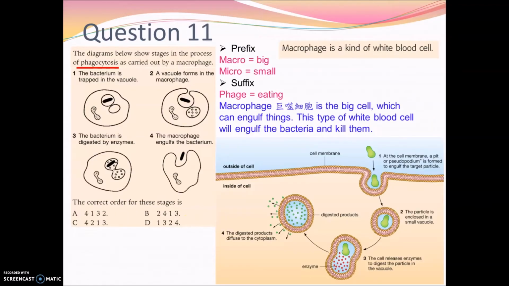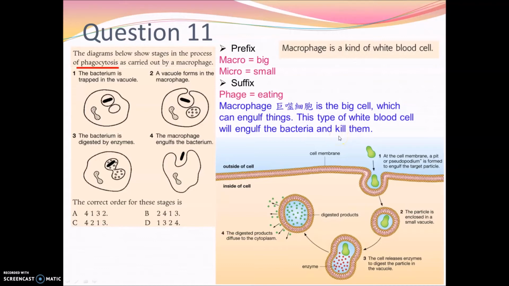Okay. And question 11 is talking about phagocytosis. So you can recall the answer from the book actually, because you have this diagram. So what I would like to mention is, what is a macrophage? Macrophage, we shall talk about in the body defense chapter. Macro means big, because the opposite word is micro, small. And the suffix phage means eating. So that means a macrophage is a white blood cell which can engulf bacteria and kill them.